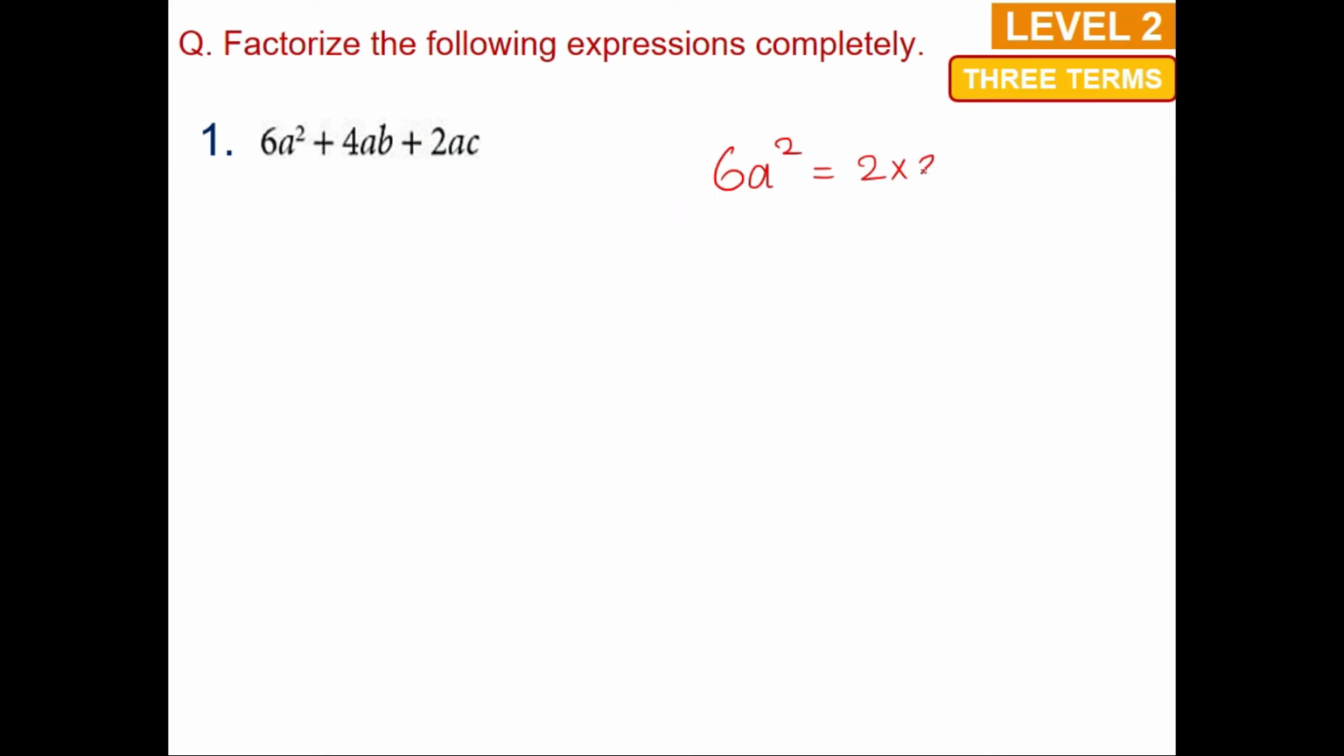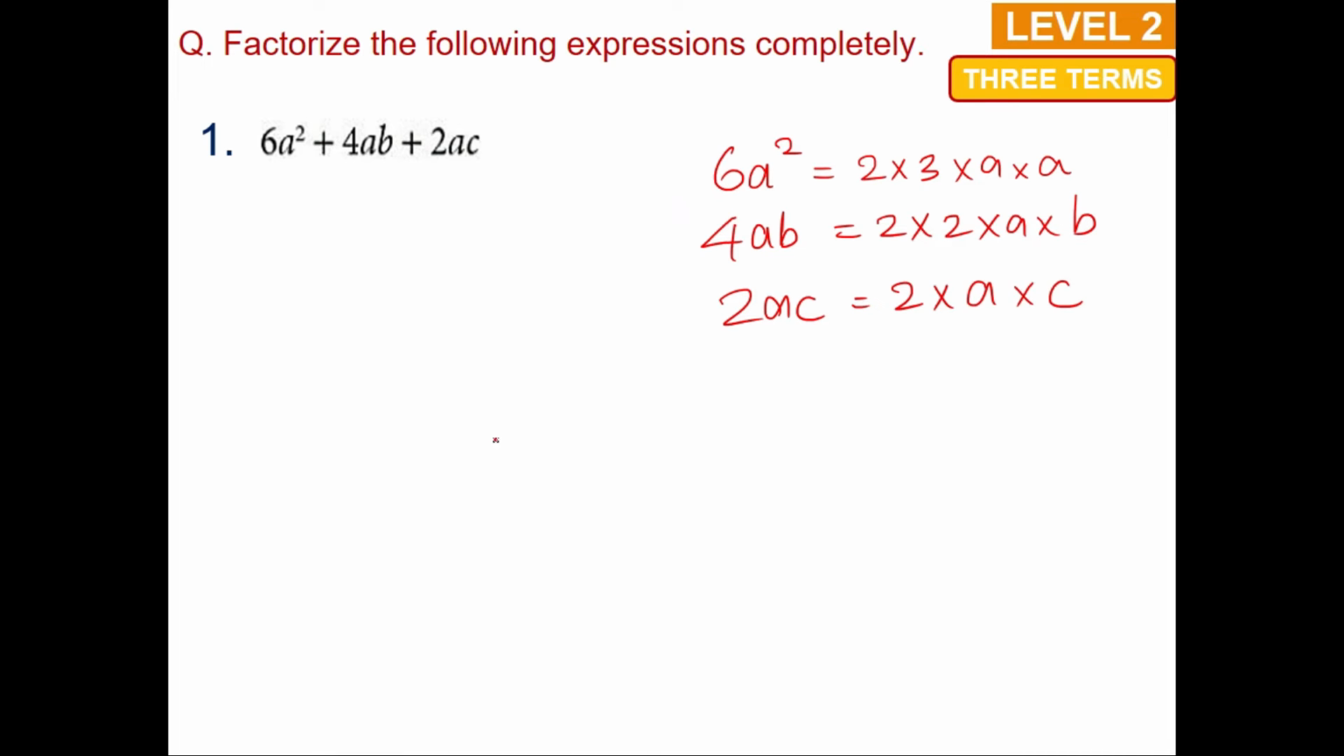Now we are in level 2, factorize the following expressions completely. We'll be dealing with 3 terms here. First question, 6a squared plus 4ab plus 2ac. Now 6a squared is 2 times 3 times a times a. 4ab is 2 times a times b. 2ac is 2 multiplied by a multiplied by c.